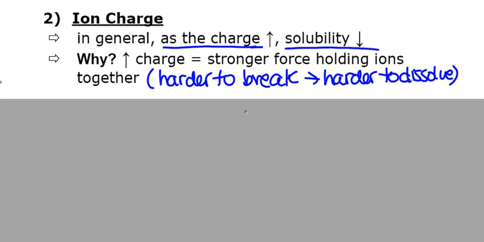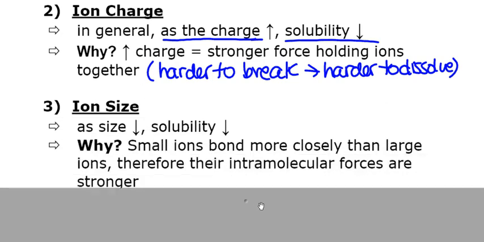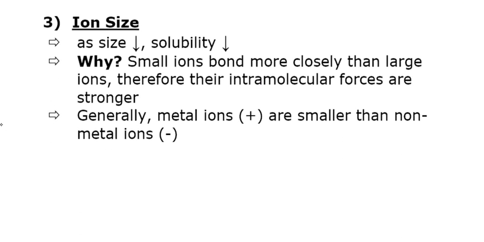The other factor considering ions is their size. So what happens with ionic size? As the size decreases, the solubility also decreases. So small ions, they're bonded more closely together than ones that are larger. So those positive and negative forces are closer together and are generally stronger.